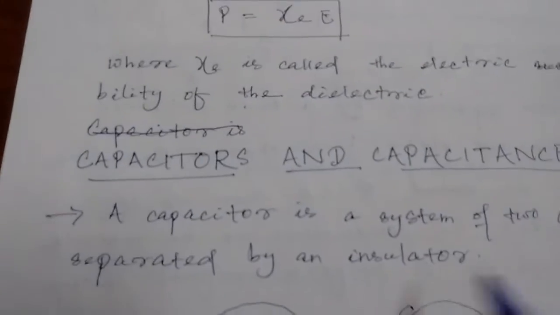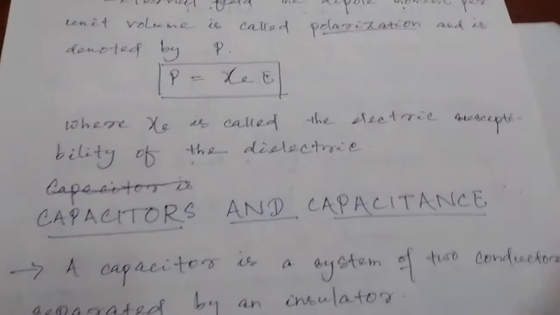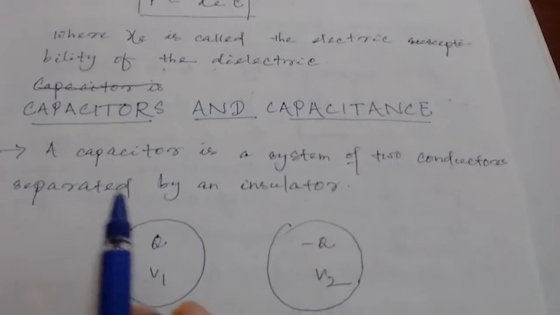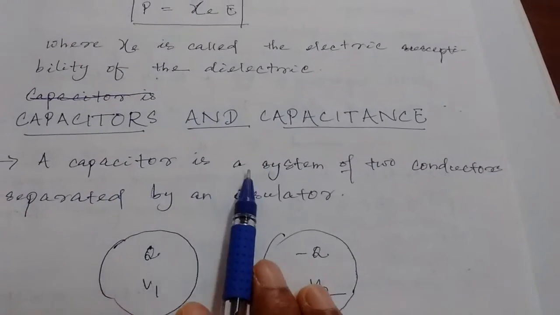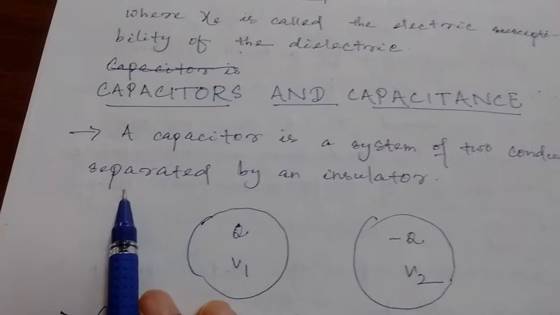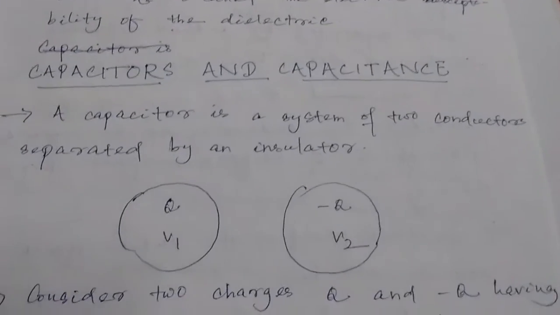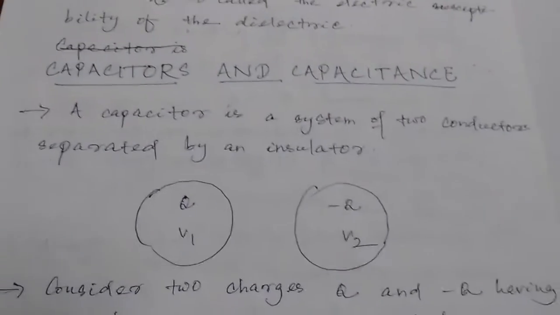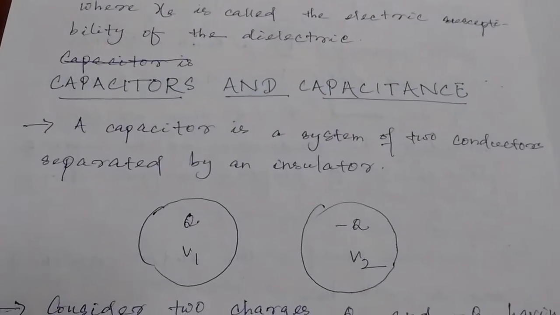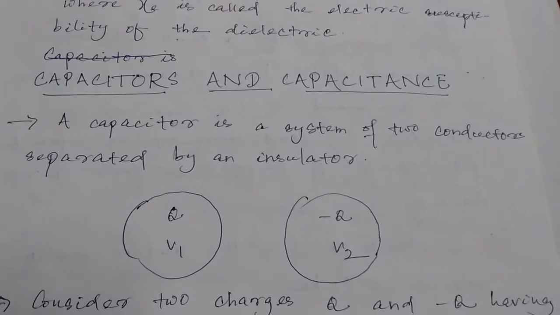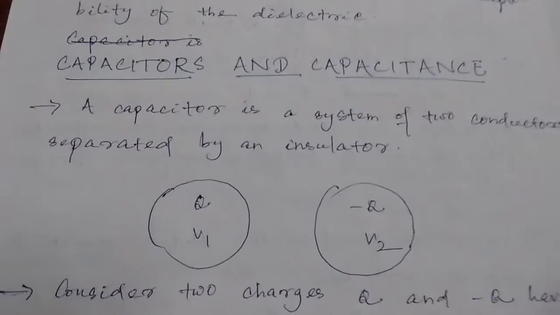Today we shall discuss capacitors and capacitance. First of all, what is a capacitor? Come to the definition. A capacitor is a system of two conductors separated by an insulator. Okay, two conductors, in between them there is an insulator. Normally it is called a dielectric.